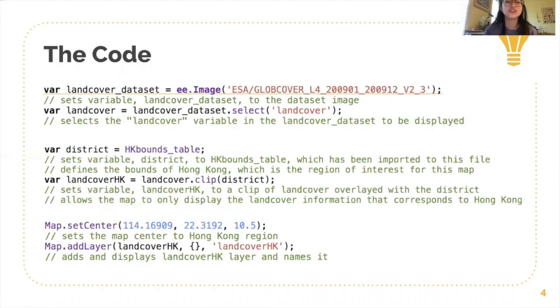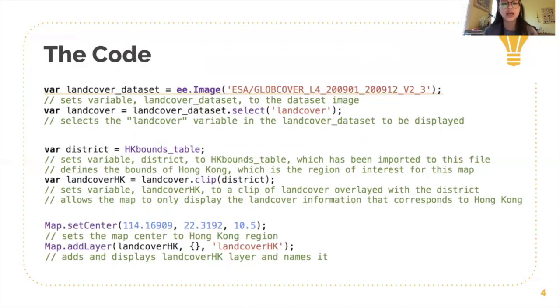This is my code. I'll just go through the general gist of it, even though I do have detailed comments for each line. So the first chunk sets the land cover dataset variable and then extracts the information from that dataset that we need. The second chunk sets the district variable, which defines the bounds of Hong Kong from the HK bounds table that was imported, and also clips the land cover dataset so that it only shows Hong Kong's region.